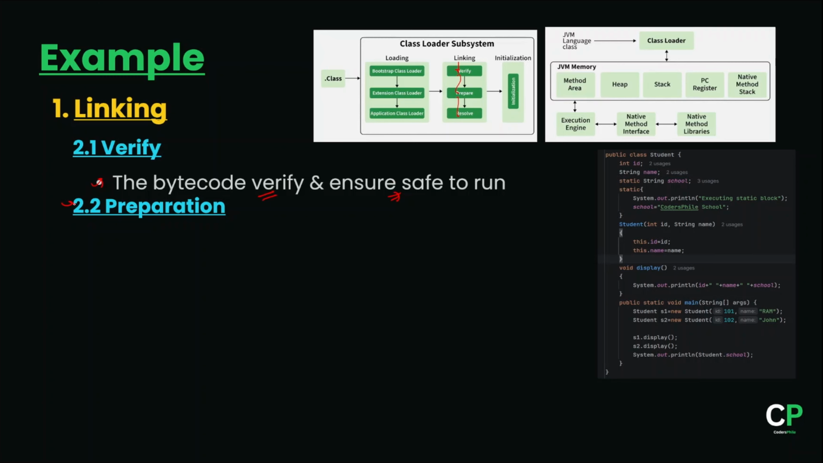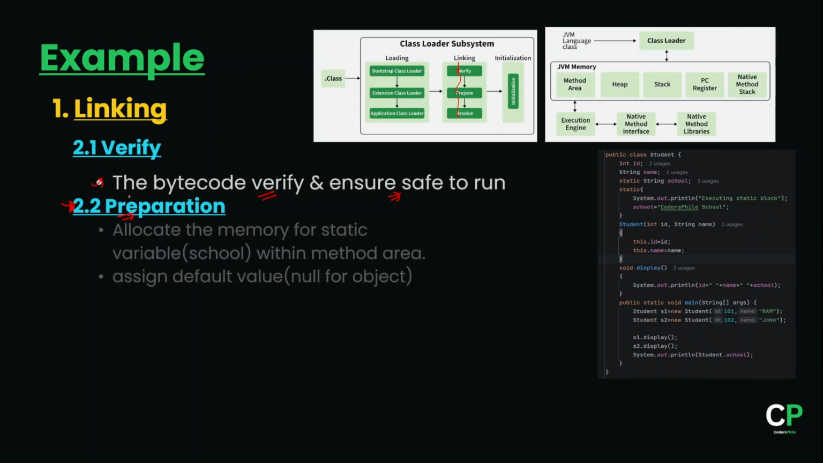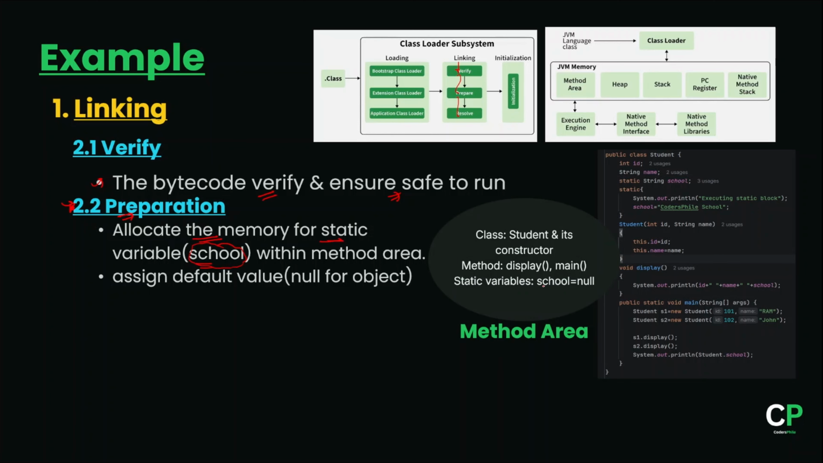Now the second phase of linking is the preparation phase. What happens in the preparation phase? In the preparation phase, the JVM will allocate the memory for the static variable. In this case, school is the static variable. It will allocate the memory for the static variable school, and currently it will not store the actual value of the school. Currently it will hold the default value. Since school is of type String and the default value of String is null, the default value null will be assigned to school. So in the preparation phase, only the allocation of the memory happens. The initialization will happen in the initialization phase.